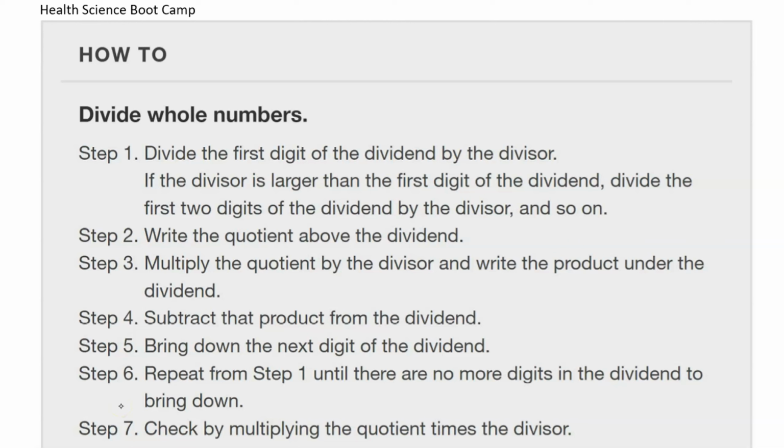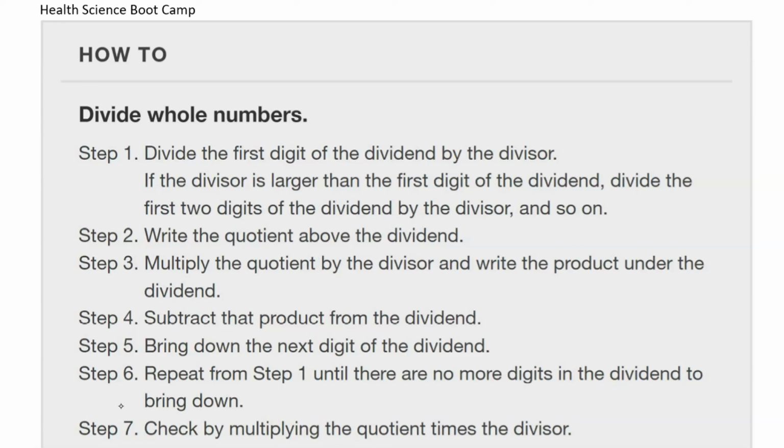This is part 2 for the Health Science Bootcamp division notes. In the first part of the division notes, we talked about what division means, the symbols for division, the basic division questions which use your multiplication table, and also some properties of division like 0 divided by any number is 0, but you are not allowed to divide by 0, so you can't do a number divided by 0.